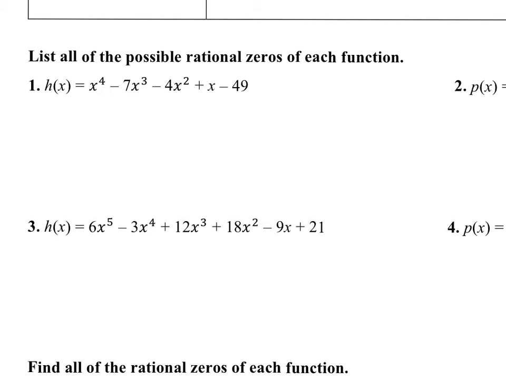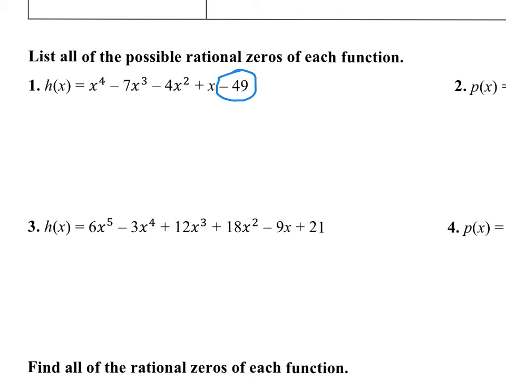In lesson 5.8, we're learning about the rational zero theorem. So if you want to write this down in the box, here's how the rational zero theorem goes. First, you find the constant. So the constant for number 1 is negative 49. Find all the factors of, and we'll just do 49.